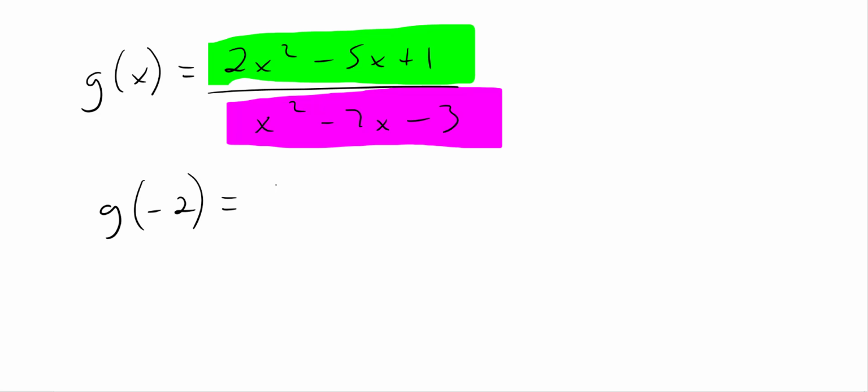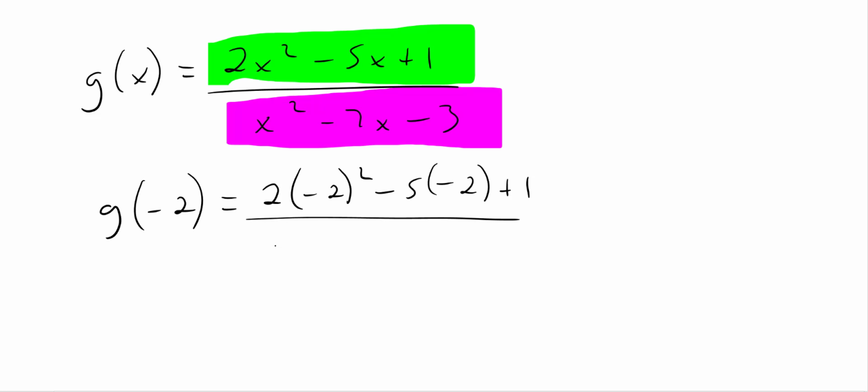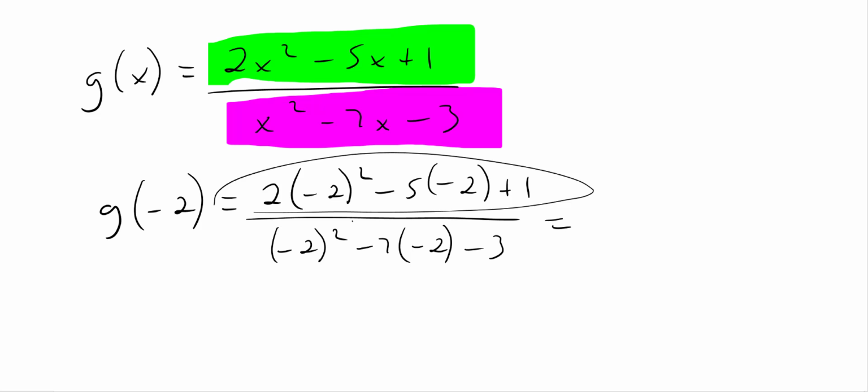So I'm going to put a negative 2 in this, so it's going to be 2 parentheses and then negative 2 squared minus 5 times negative 2 plus 1. That's the top, and the bottom is going to be negative 2 squared minus 7 times negative 2 minus 3. So I'm going to do the top and the bottom completely separately, not do anything fancy. So basically, let's do this in a couple steps here. You can do this all in your calculator. Do the top part in the calculator first and then the bottom part next. Okay, that's fine. Come up with an answer. But I'm going to do it manually.